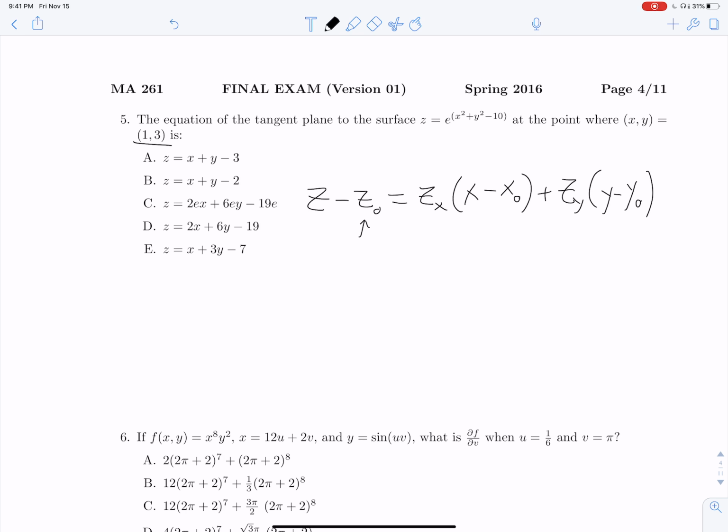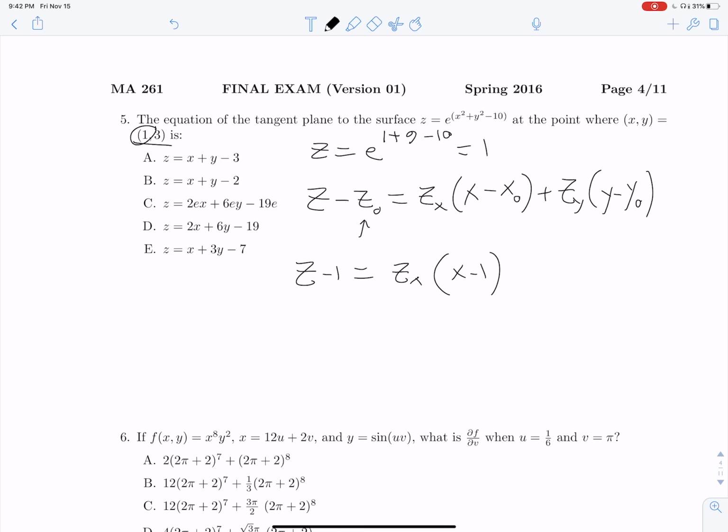Let's get z naught first, because that should be the easiest part. Z equals e to the x squared, which is going to be 1, plus 3 squared, which is 9, minus 10. So this is e to the 0, which is equal to 1. So z minus 1 is, okay, now we got to find z_x and z_y, because we know that, let's just put these in as replacements. We know that x naught is 1, because that's the point that we're dealing with.